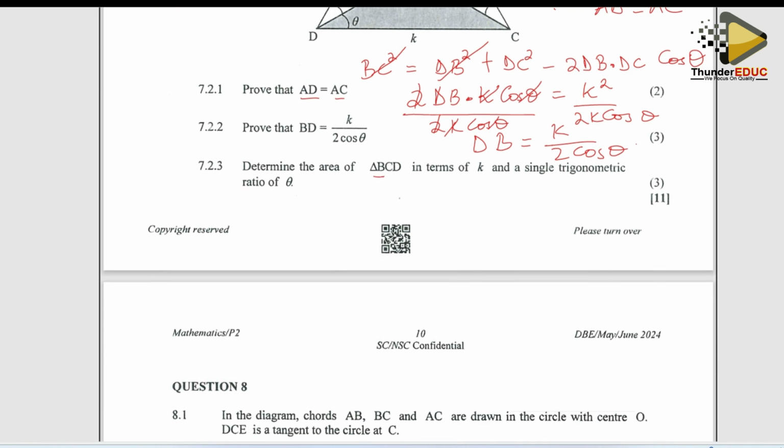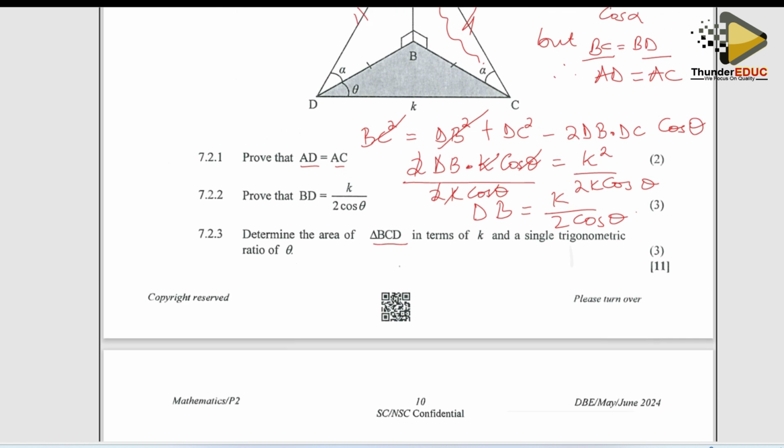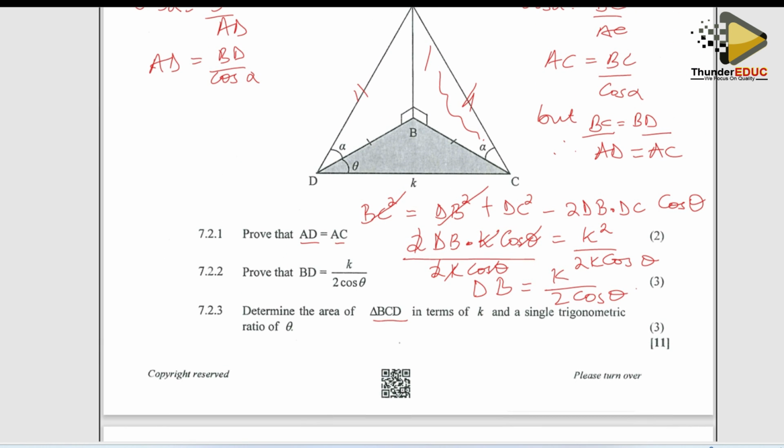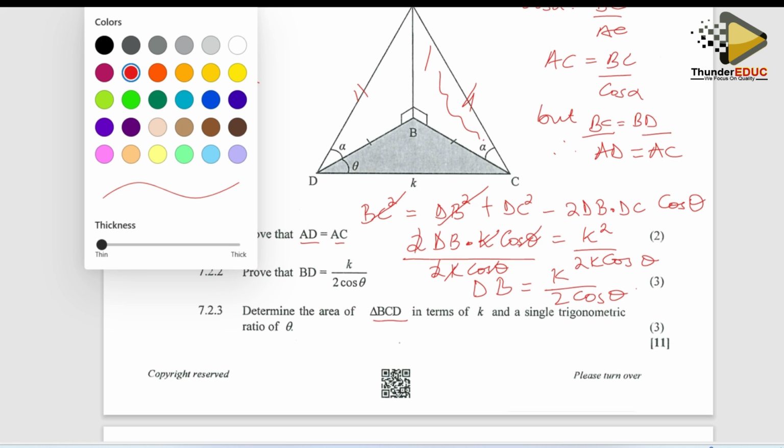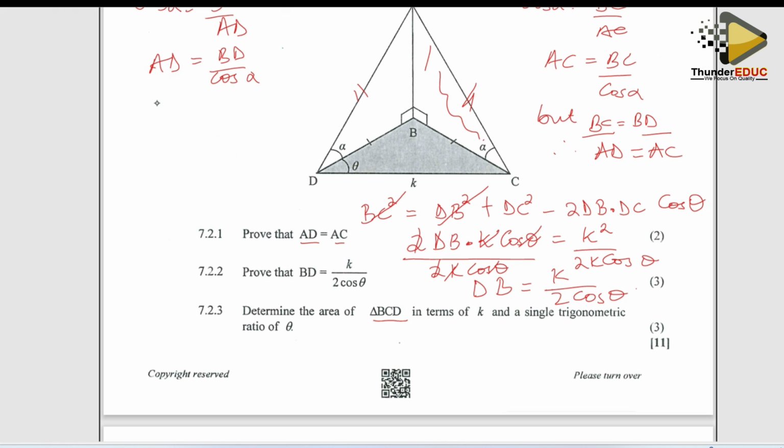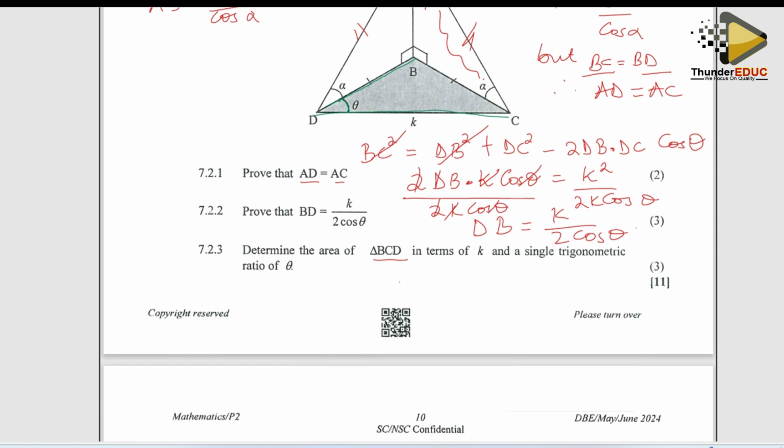Then determine the area of BCD in terms of K with just a single ratio. Area of BCD. Now, remember, if we are to use the area rule, two sides are known. So this is known, this is known. We have the angle. We want just a single ratio. So what I'm going to do with that question is I can say that my area is a half multiplied by BD multiplied by BC or CD, and then the sine of theta.